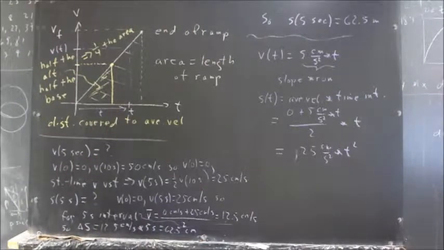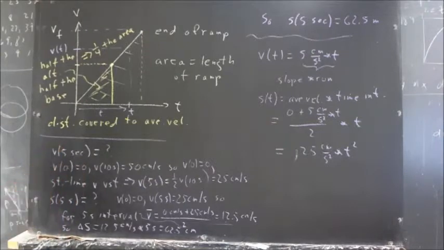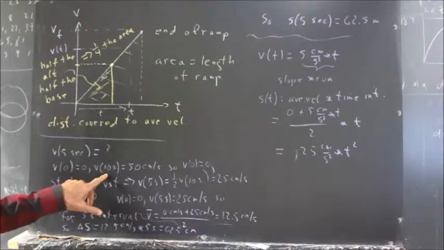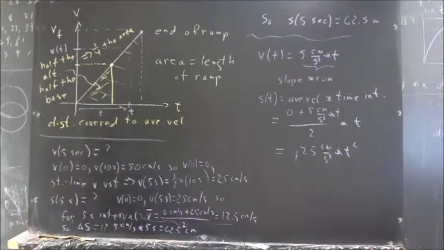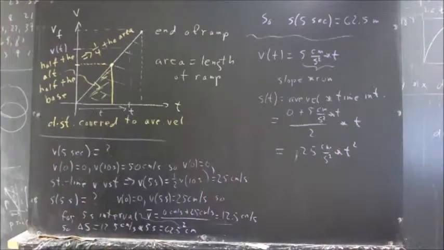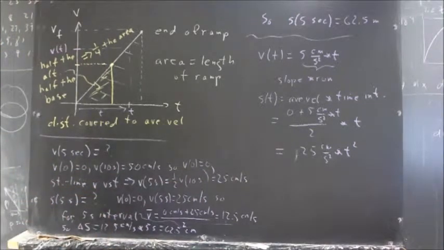Okay, our first question is to find the velocity at the 5-second instant. We know that the initial velocity is 0. The velocity after 10 seconds is 50 centimeters per second. So we know then v of 0 equals 0, and we have a straight line v versus t graph. That's one of the assumptions.